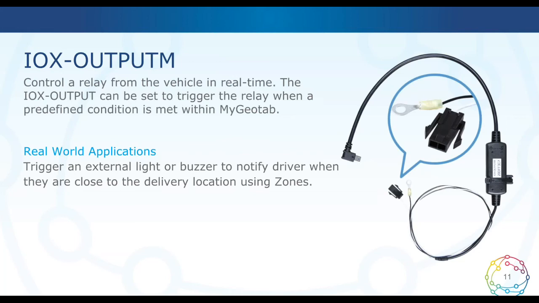The IOX Output M, one of the newer IOXs, very basically just controls a relay in the vehicle in real time. So you set the trigger for a predefined condition within MyGeotab, or you set the trigger whenever you want, basically. And it pushes down a message to the Go device, which will trigger an external relay, an external light, buzzer, anything to notify the driver of a certain situation.